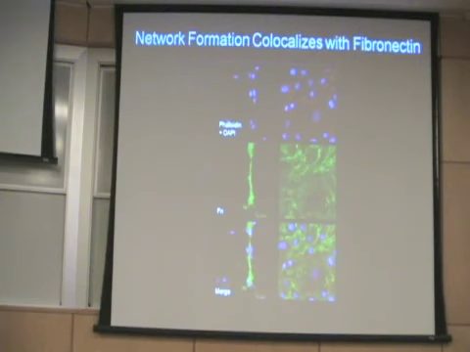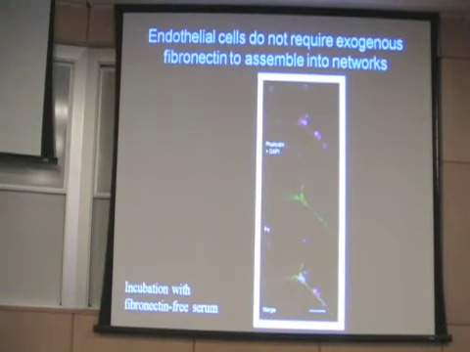And since we saw fibronectin aligning with our structures, and this is not fibronectin that we added, our substrate is not coated with fibronectin, it's coated with collagen, and we're not adding any exogenous fibronectin other than what's in the serum, we then asked whether or not fibronectin was actually required to stabilize these structures. So where's the balance between driving the cells together using mechanics and keeping them stabilized using fibronectin? And what we found is that the cells don't actually require exogenous fibronectin to assemble into a network. By exogenous, I mean the fibronectin in the serum.